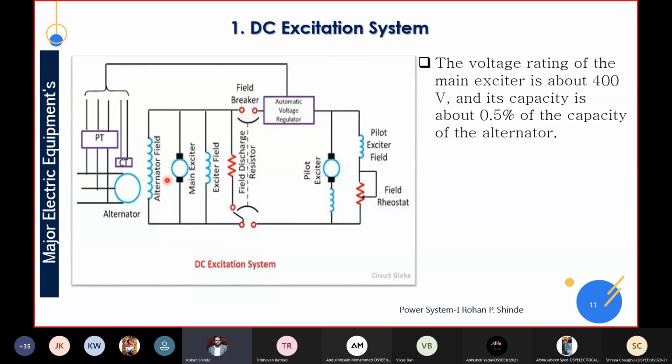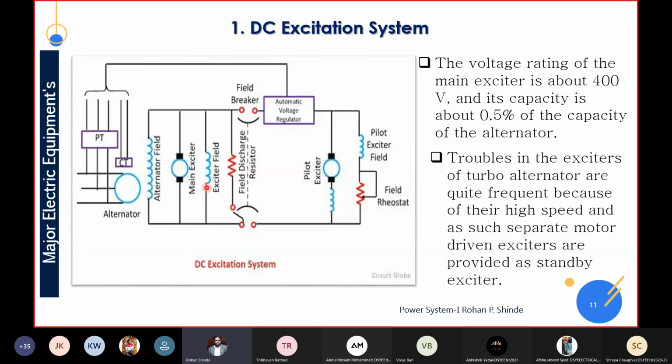Okay, so the voltage rating of the main exciter is about 400 volts. See here, the voltage rating of this main exciter is about 400 volt and its capacity is about 0.5% of the capacity of alternator. Okay, 0.5% of the capacity of alternator.